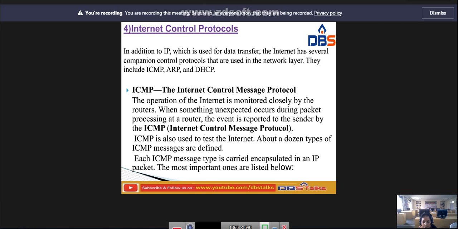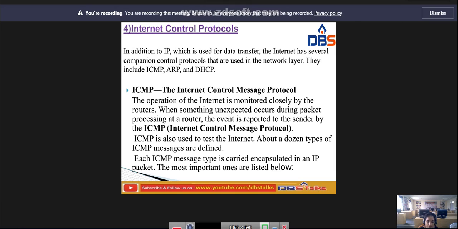So, Internet Control Message Protocol. The operation of the internet is monitored closely by the routers. When something unexpected occurs during packet processing at a router, what does it mean that the operation of the internet is monitored closely? What operations in the internet are monitored closely by the routers? Sometimes something unexpected occurs during the packet processing at the router.